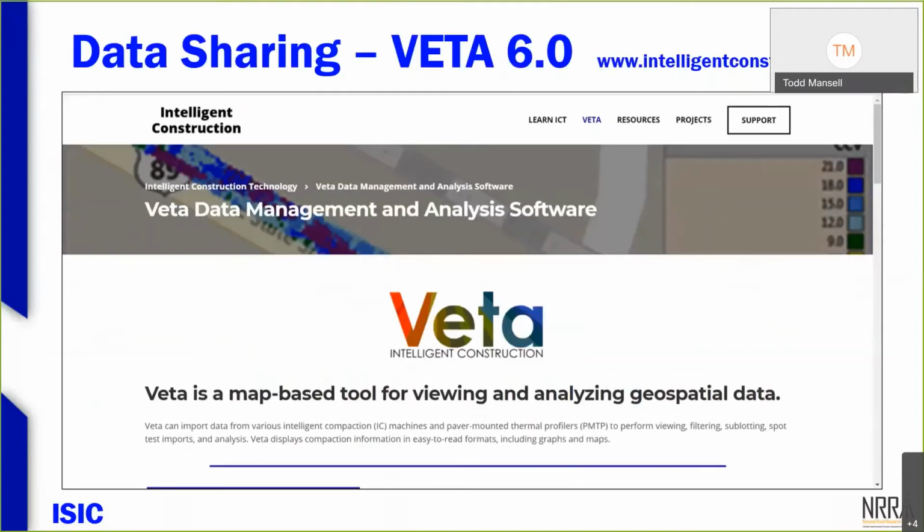And how do we look at that data? We can bring it all together in beta. So the paver-mounted thermal profiling data, we can bring that into beta. And also bring, of course, intelligent compaction data into beta. And beta, again, is really the analysis tool that brings all the manufacturers' data together. So you as an owner agency don't have to have Volvo's software or Caterpillar software. That data all comes into beta and can be analyzed.